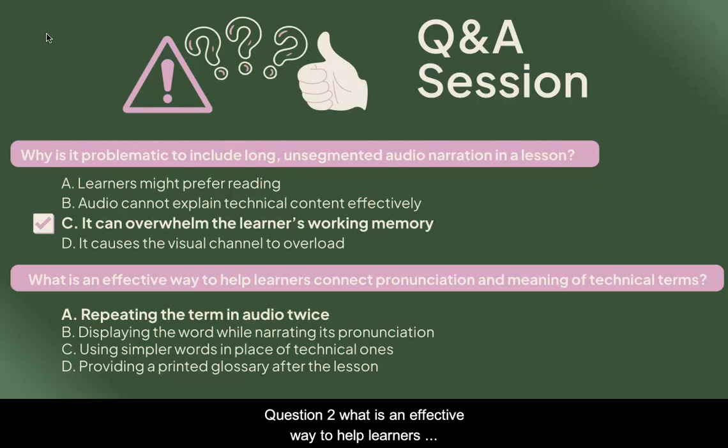Question number 2. What is an effective way to help learners connect pronunciation and meaning of technical terms? A. Repeating the term in audio twice. B. Displaying the word while narrating its pronunciation. C. Using simpler words in place of technical ones. Or D. Providing a printed glossary after the lesson. The answer is A. Repeating the term in audio twice.